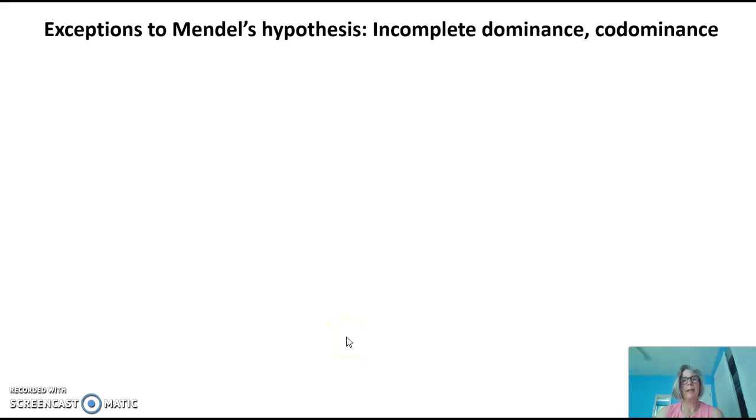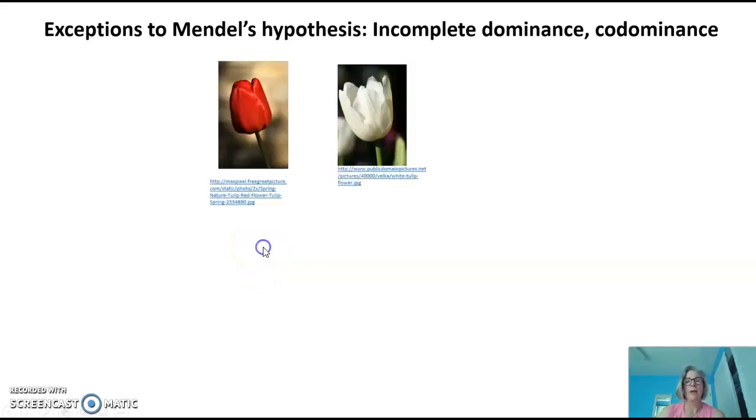Hi everyone. Tonight's video is on exceptions to Mendel's hypotheses. Specifically, I'm going to cover incomplete dominance and codominance. So let's look at these two tulips. We have a red tulip and a white tulip.